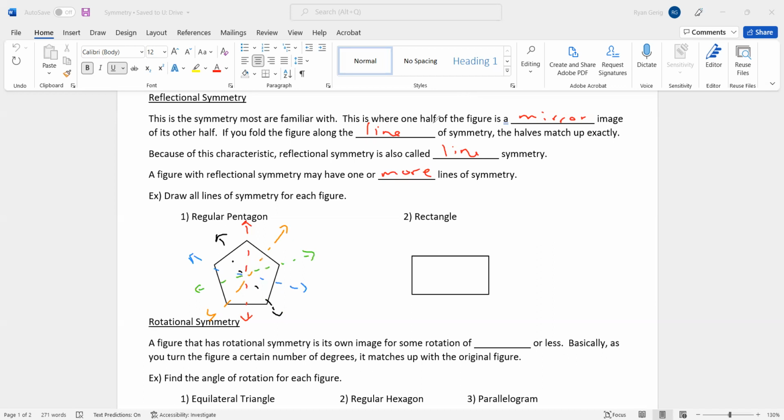Let's see what happens on the next one, the rectangle. Pretty easy to see this one here. And then the other one is here. Could I go from corner to corner? No, because what would happen is the corners would not line up. The other 2 corners would not line up if I flip it over that line. This one only has 2 lines of symmetry. So the conjecture I had from the number 1 was 5 vertices, 5 lines of symmetry. Not true. Okay, so that's not always true. It just happened to be that way in number 1.